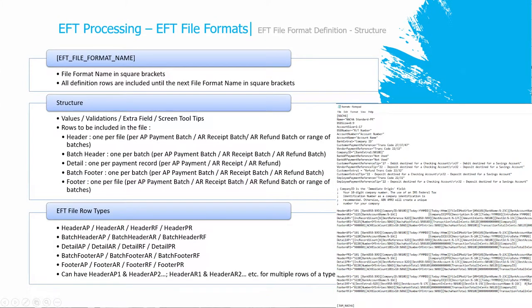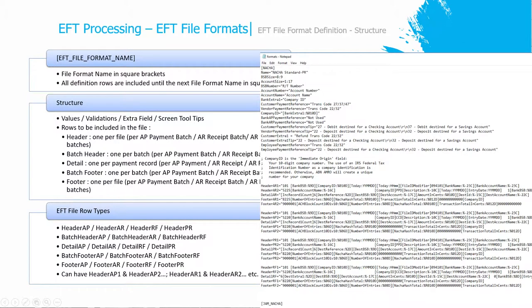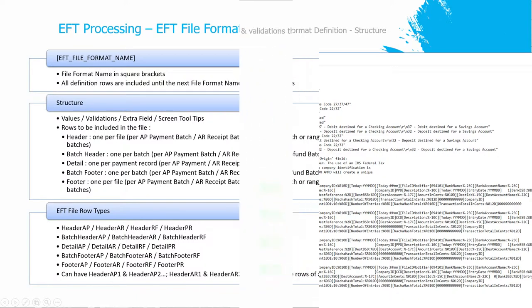And these are included in the file using header AP, AR, PR for payroll, batch header AP and AR, detail AP, AR, detail PR, batch footer AP, AR, footer AP, footer AR, footer PR. And you can have multiples of these rows by using header 1 AP, header 2 AP, etc.